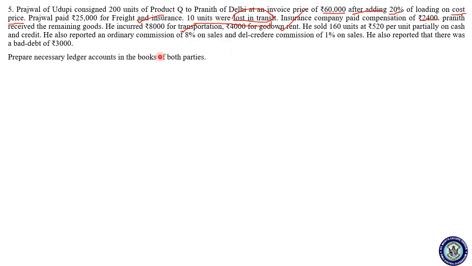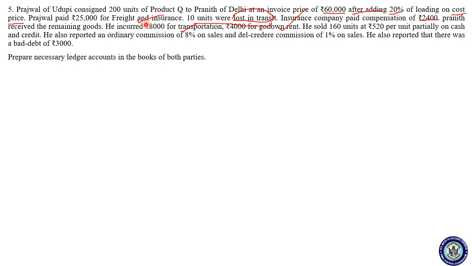So 8% ordinary is separate, 1% del credit is separate. So 8%, 1% different commission. Sometimes they give ordinary commission of 8% on sales, including del credit commission of 1%. In the sense, 8% includes 1%. In that case, you have to take ordinary commission as 7%, and 1% del credit.